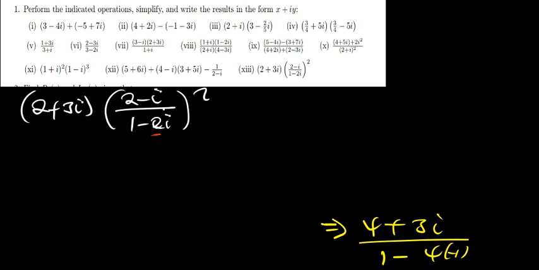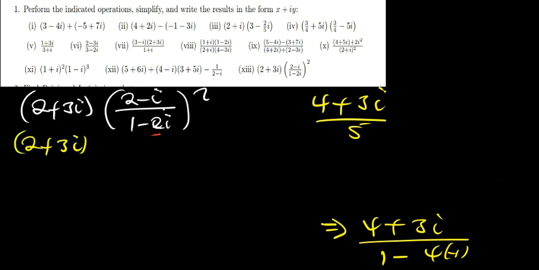So I'm going to have 4 plus 3i divided by, this is going to give us what? It's going to give us 5. It's going to be 1 plus 4, which is 5. So I can write this like this, and then here replace it by 4 plus 3i divided by 5. Then now you square this. It's the same thing.